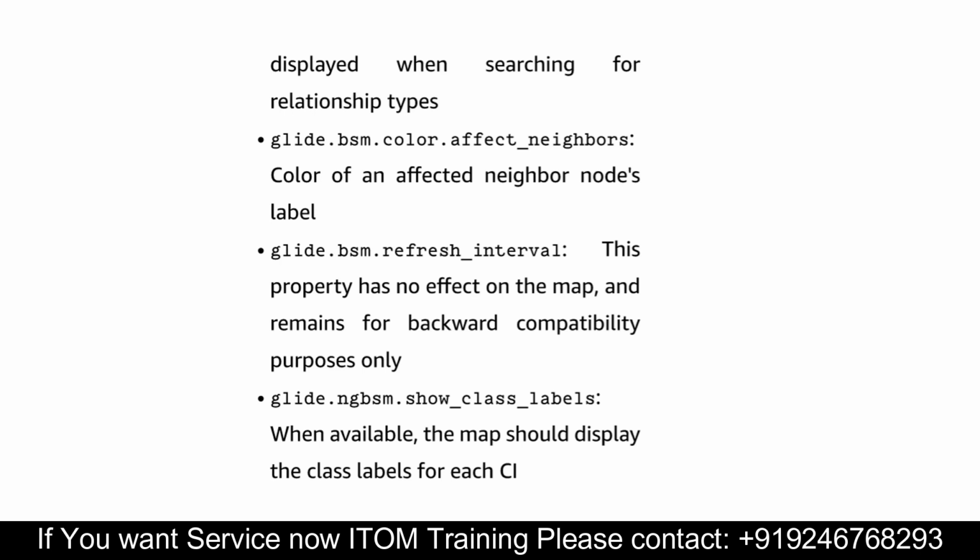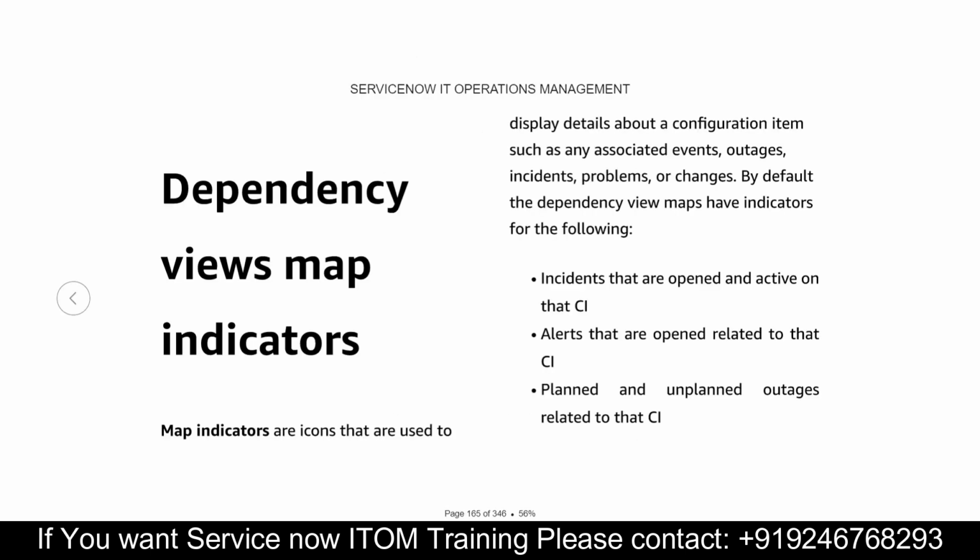So what kind of node label colors are there, each and everything. Okay, so we can see. And now here the dependency view map indicators, so that's very important. Map indicators are icons that are used to display details about the configuration item.